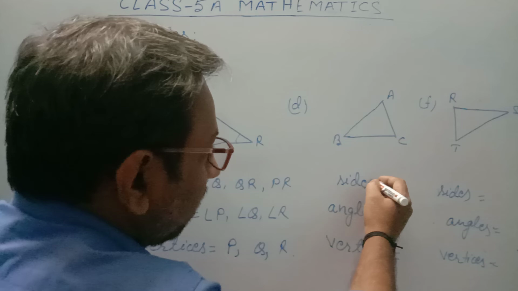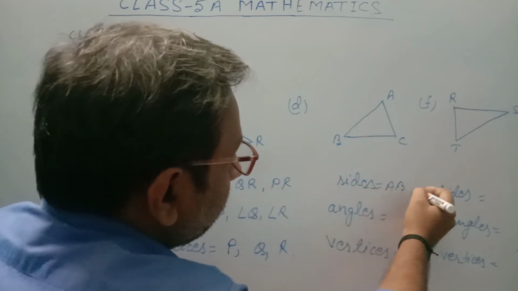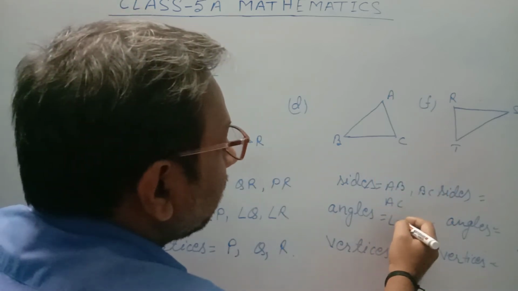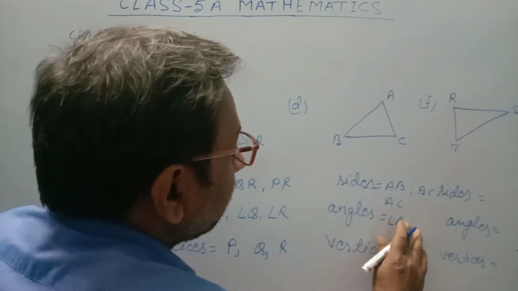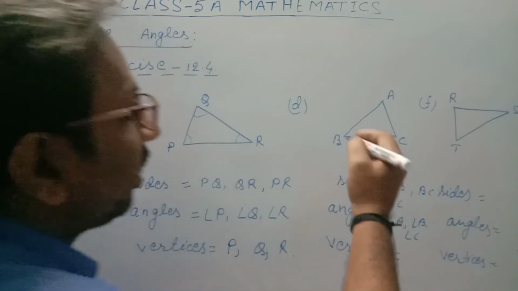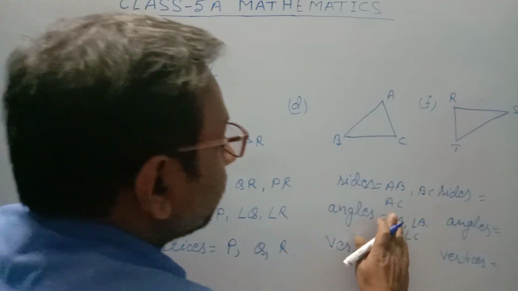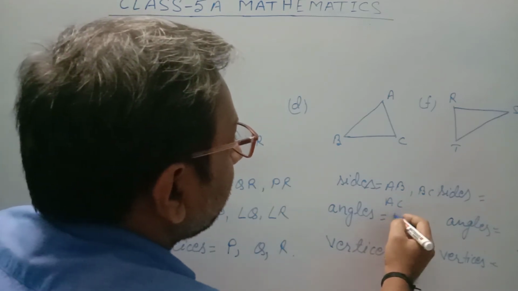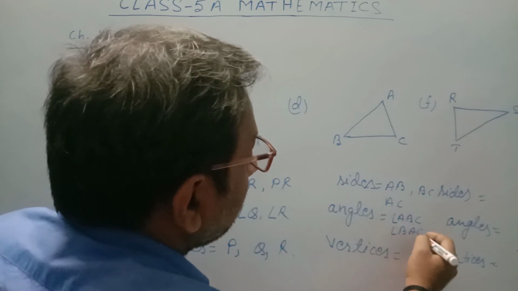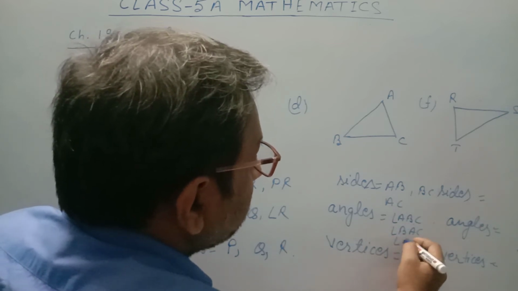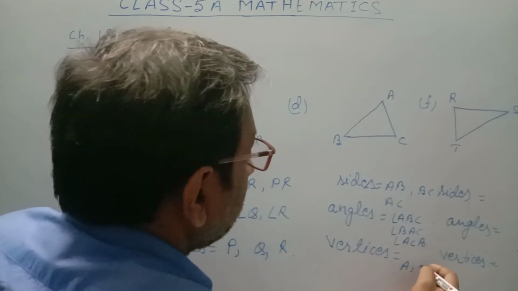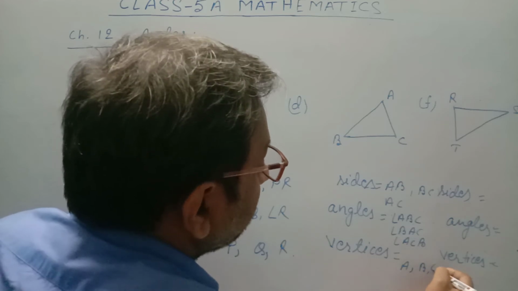Now in question number D, again one figure is given, triangle ABC. In this, the sides are AB, BC and AC. Angles are angle A, angle B and angle C. You can write a three letter name also. Suppose you write the three letter name, then what will it be? Angle ABC, angle BAC and angle ACB. Vertices are vertex A, vertex B and vertex C.